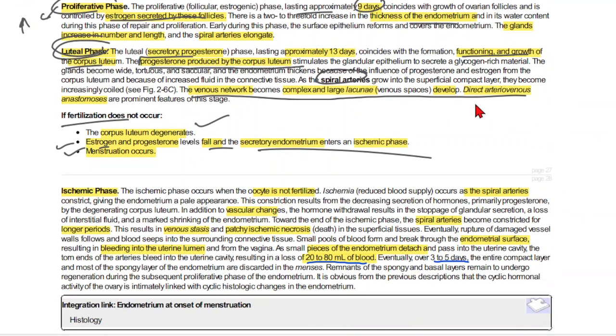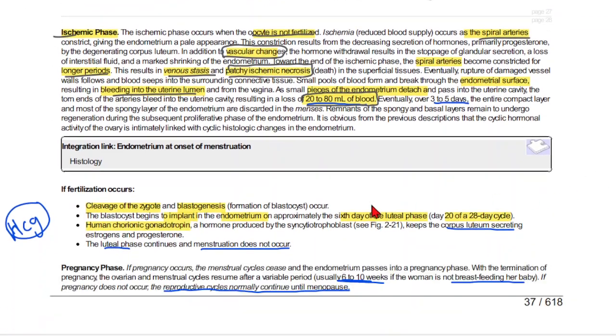Now the ischemic phase. At the ischemic phase, the oocyte is not fertilized and the spiral arteries constrict. Vascular changes occur, and with long periods of venous stasis, patchy ischemia and necrosis will occur. Bleeding into the uterine lumen, 20 to 80 ml of blood, will occur during the menses. Okay, so this is about the menstrual cycle.